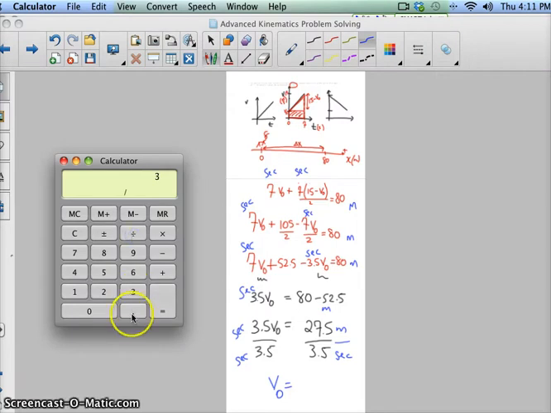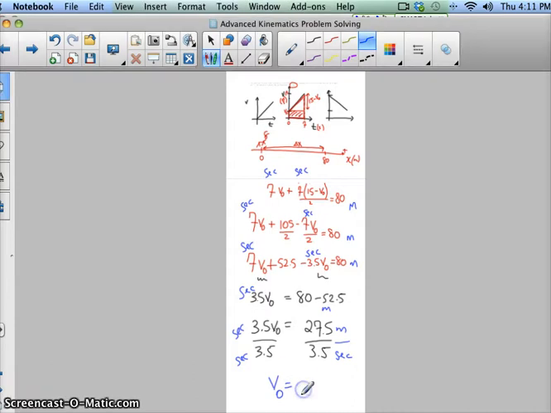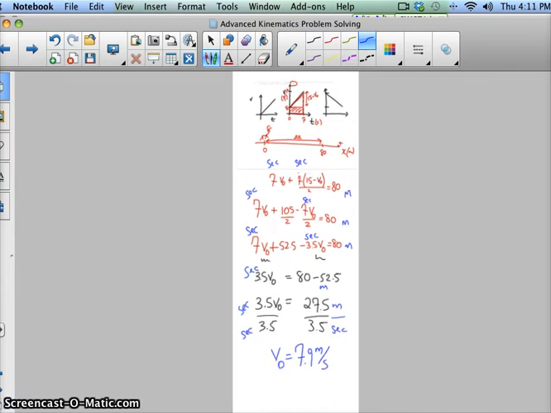Divided by 3.5, and I get 7.9 roughly. So that's 7.9 meters per second. So I found the initial velocity was 7.9 meters per second. And that means this graph was correct. I just guessed. It didn't seem like the antelope was slowing down. And it didn't seem like the antelope started from rest. So actually that graph in the middle was the correct graph.